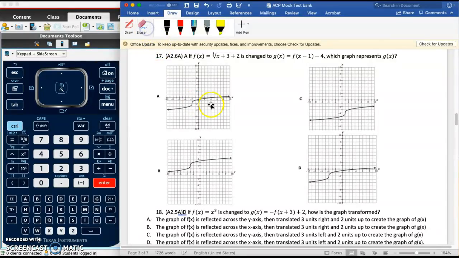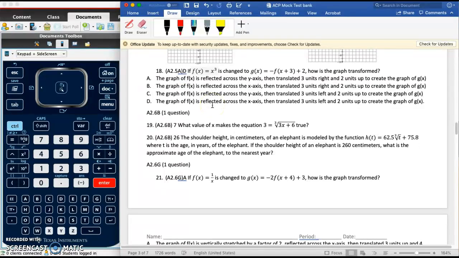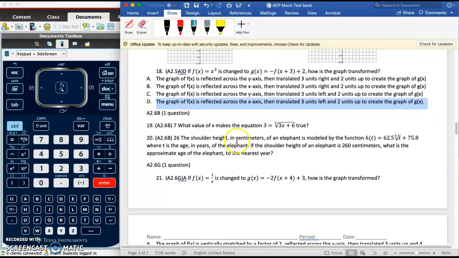So now go down to number 18. We just answered questions just like this. What if there's a negative in front? x plus 3 with the x minus h part and the plus 2. So the negative tells me that it flips over the x-axis, so you can get rid of 2 answers. And then it says it moved left 3 and then up 2. So the only one that says that is D. Here's another one where it's easy to use and solve. So what value of x contains that?